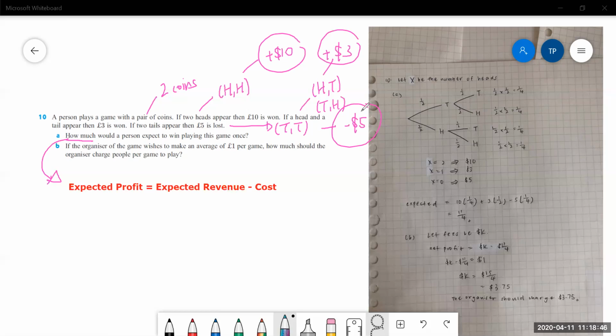So over here, what the question wants us to calculate is the expected revenue, because we do not know the cost yet. This cost here is still a question mark, because the question did not mention what the cost is. So therefore, 100% in part A, we want to find the expected revenue.